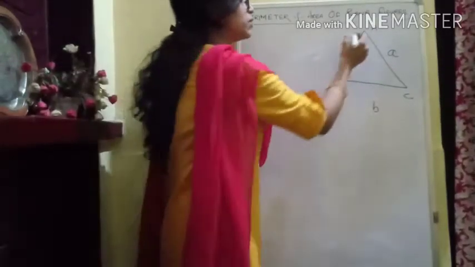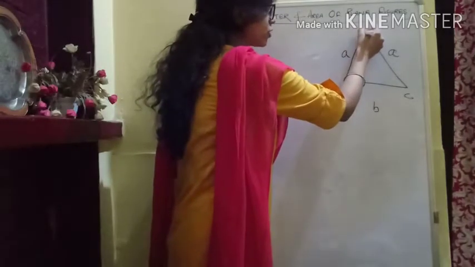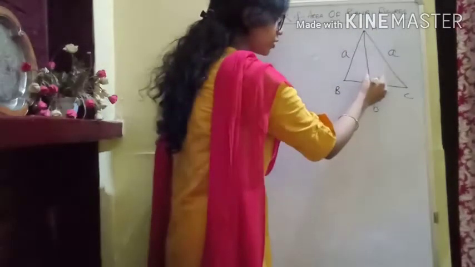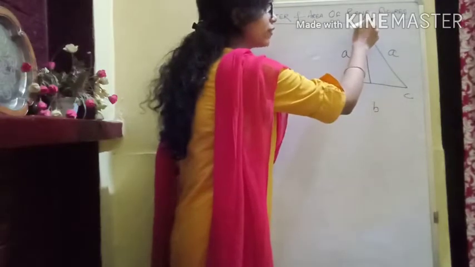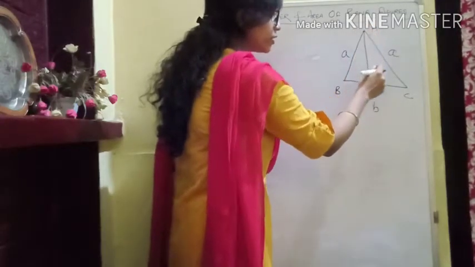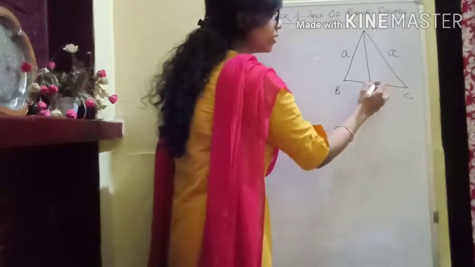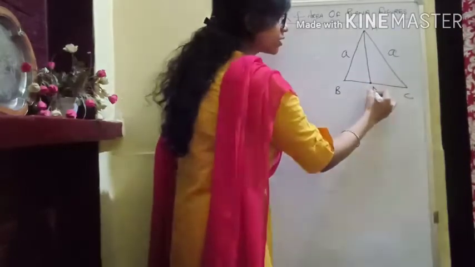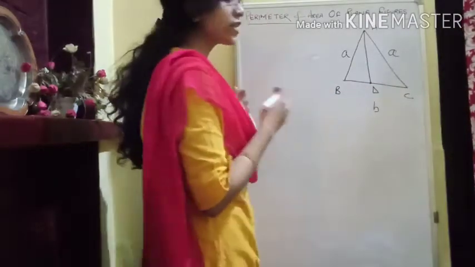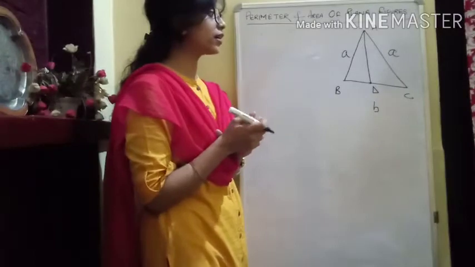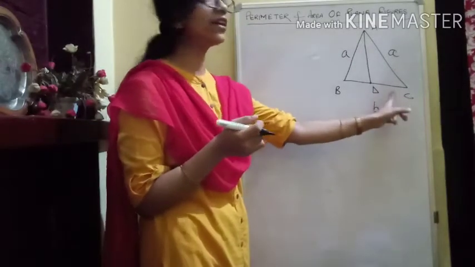So what are we simply doing? We are dropping a perpendicular on the side opposite to this vertex A. From vertex A, we are drawing a perpendicular on this opposite side BC. Let's say this point is D. And here also, as we have seen in the equilateral triangle, this perpendicular will divide the side.